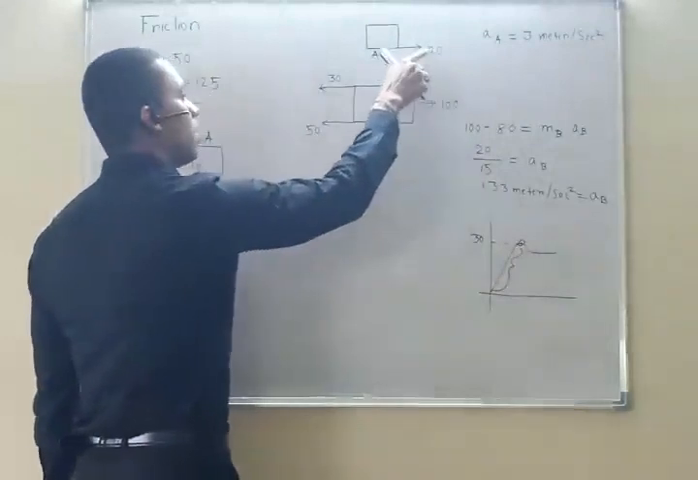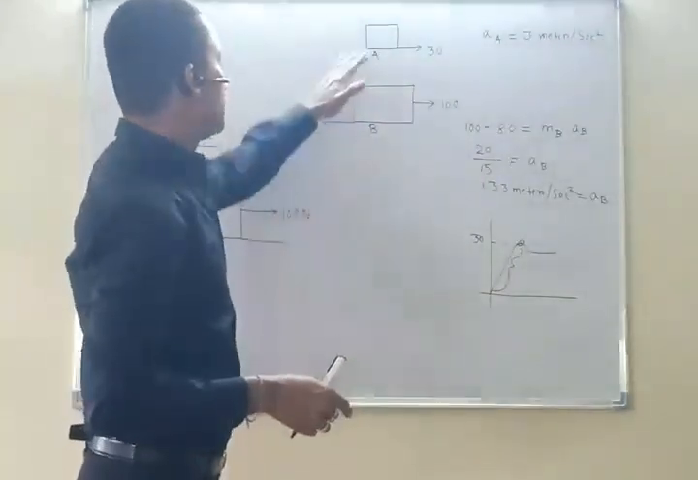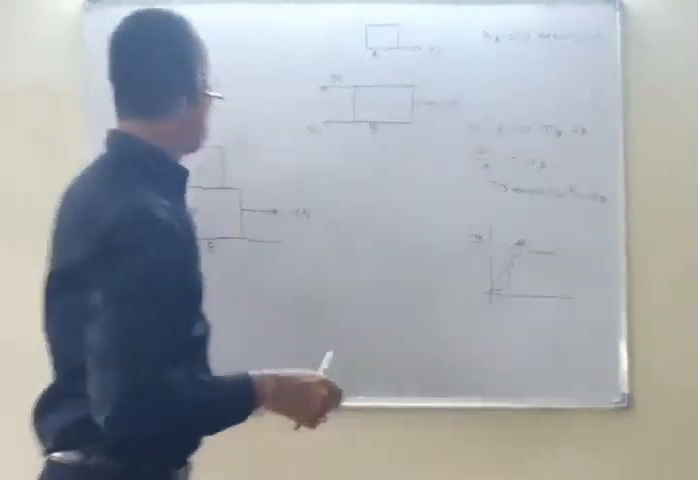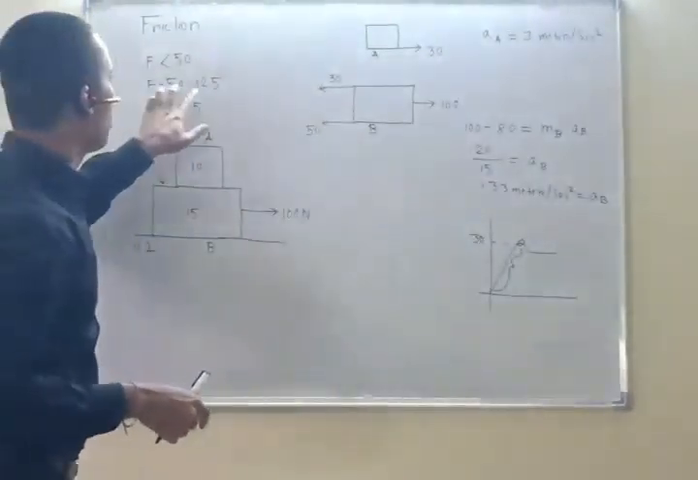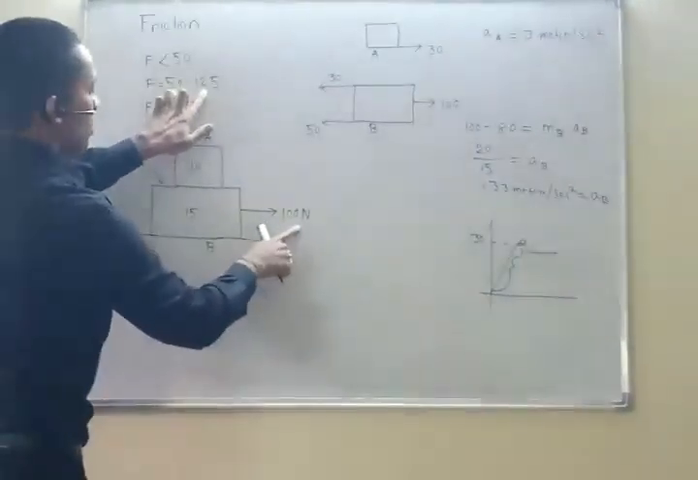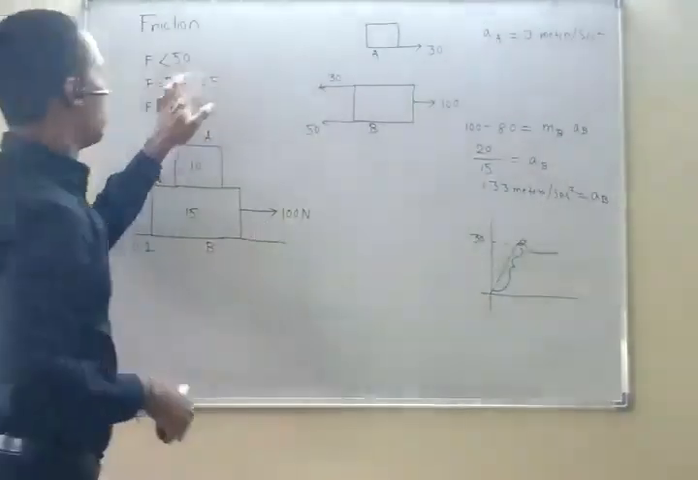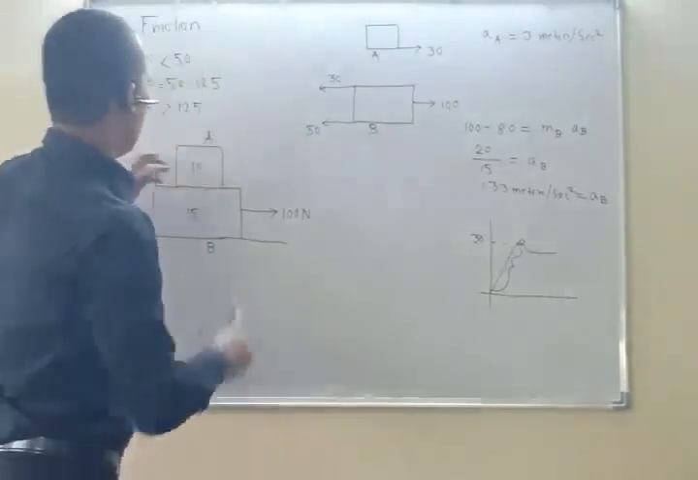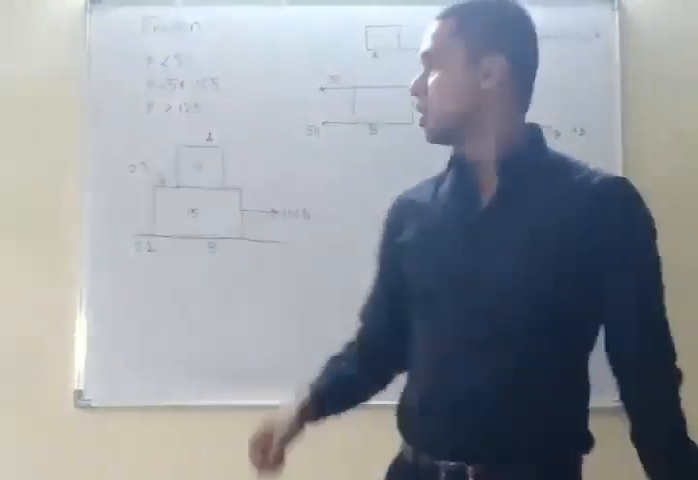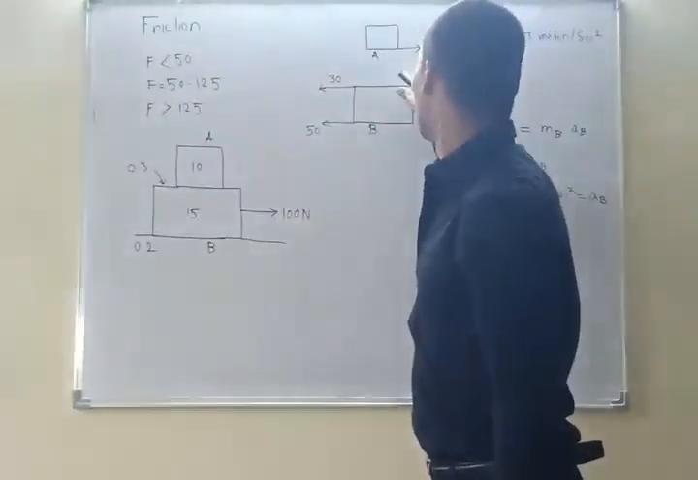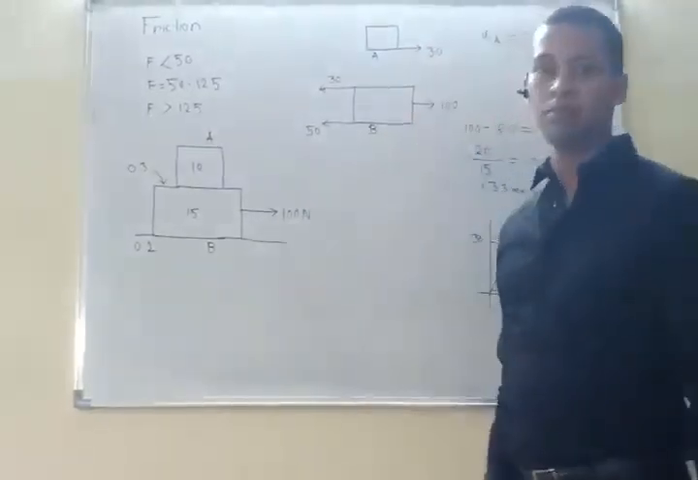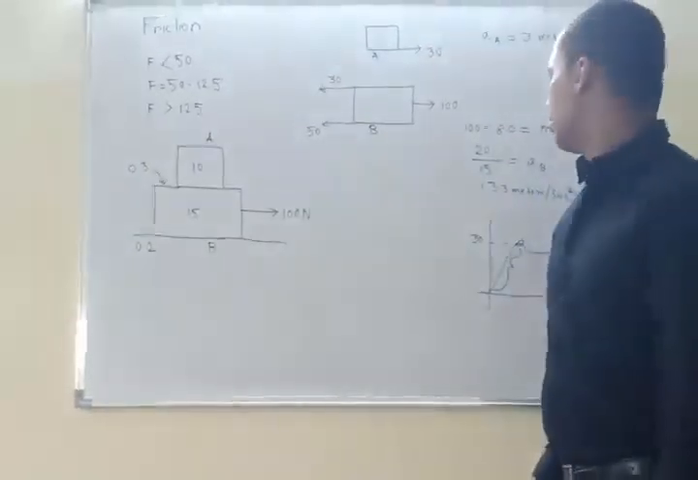This value will come only when there is a relative movement between A and B. But there is no relative movement between A and B for this range, and I am talking about this range, less than 125. So when there is no relative movement between A and B, full frictional resistance or full frictional force will not come. You got my point? Okay.